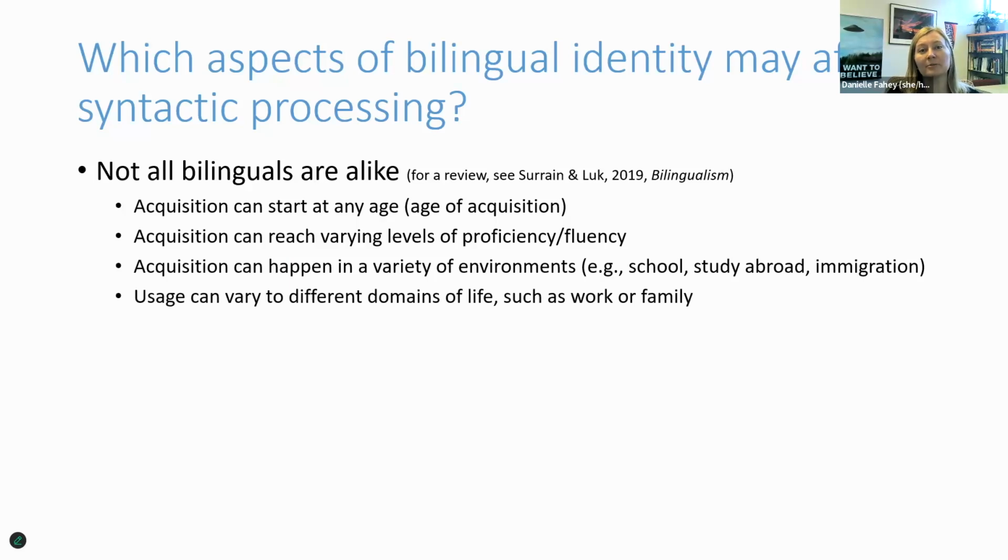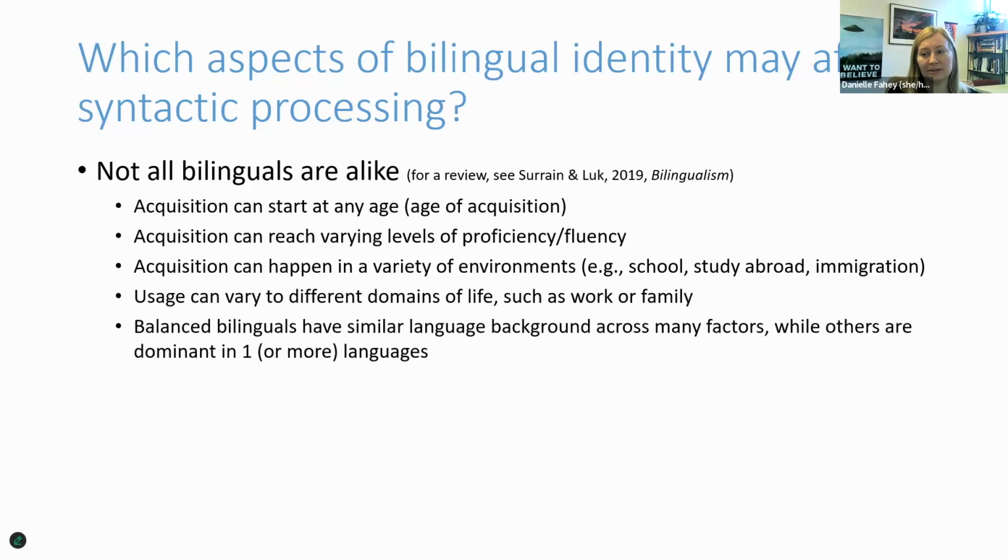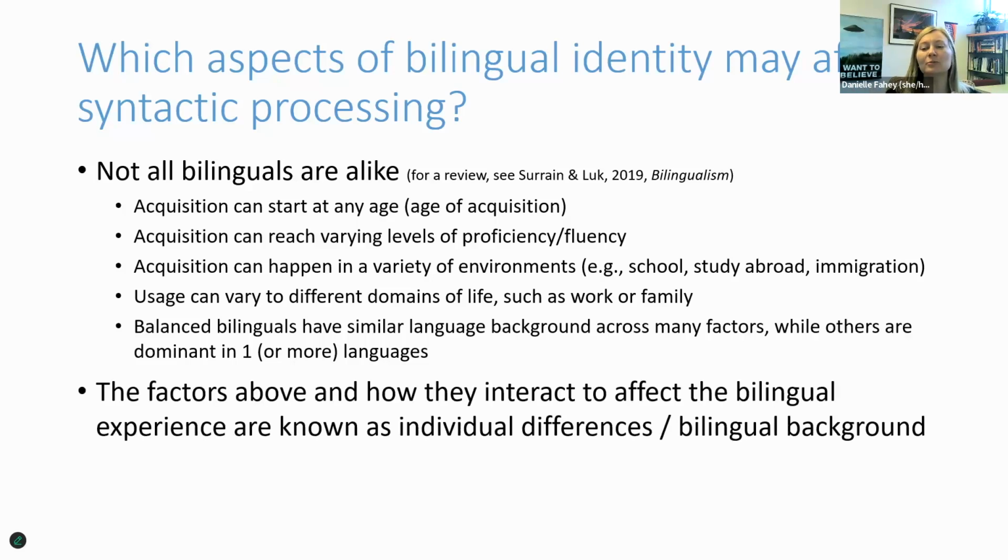Related to that, someone's usage can vary across the domains of their life, so that the relative frequency of words and structures increases as they relate to their different domains. And finally, kind of putting that together, some folks use and are proficient in their languages more or less equally, so these are balanced bilinguals, but most people have some imbalance between their languages. So putting these factors together, the bilingual background factors, we might also call them individual difference factors, and we see them again and again across the literature affecting healthy bilingual processing.